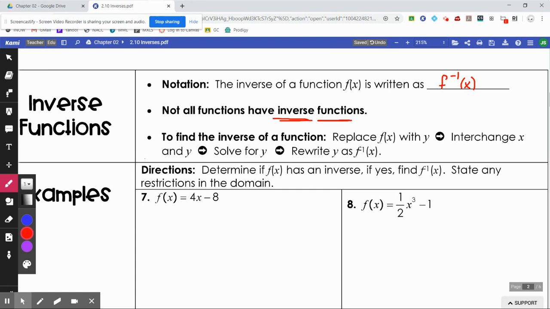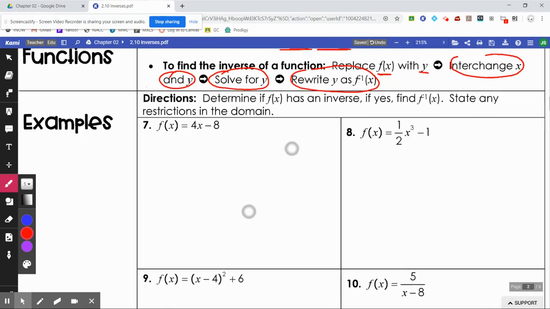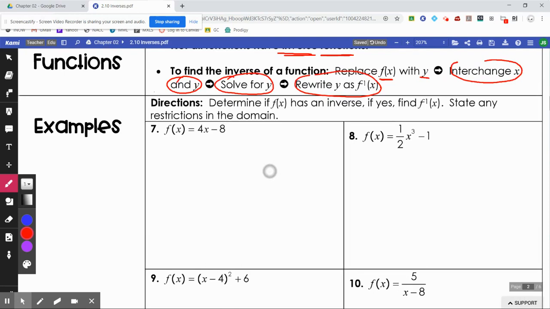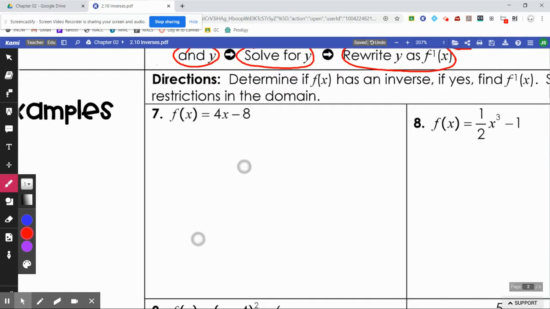It says to find the inverse of a function, replace f of x with y. They mean the same thing. We're going to simply interchange x and y. And that's what we've been doing, switching x and y, because, again, an inverse changes your input and your output. We're going to solve for y, and then we're going to replace it with f inverse, and that's it. Determine, first off, if f of x has an inverse. If yes, find f inverse and state any restrictions in the domain.